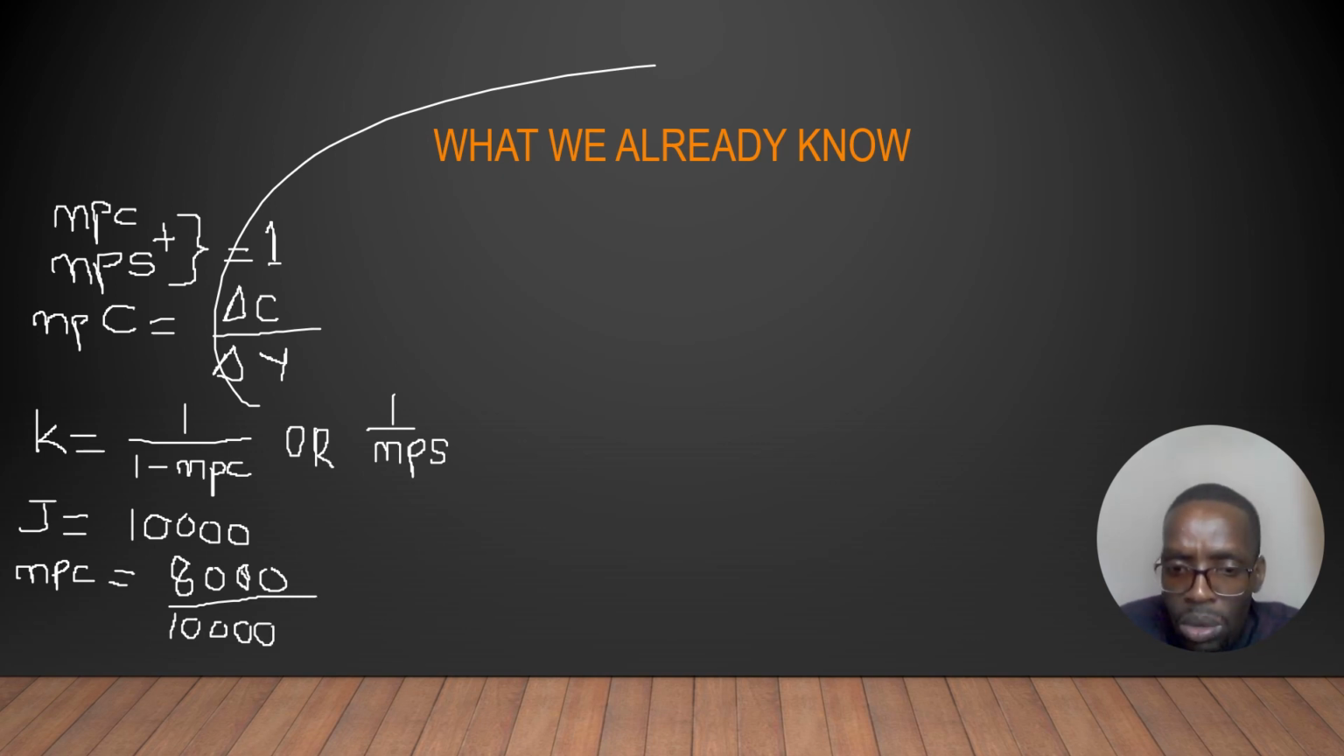So if you go to your calculator and you punch in these numbers, the answer that you get on your calculator is 0.8. Okay, so this is your MPC, your marginal propensity to consume. In other words, they are going to consume 0.8 of any additional income that they earn. For any additional income that they get, 0.8 of that is going to go to the consumption of goods and services.